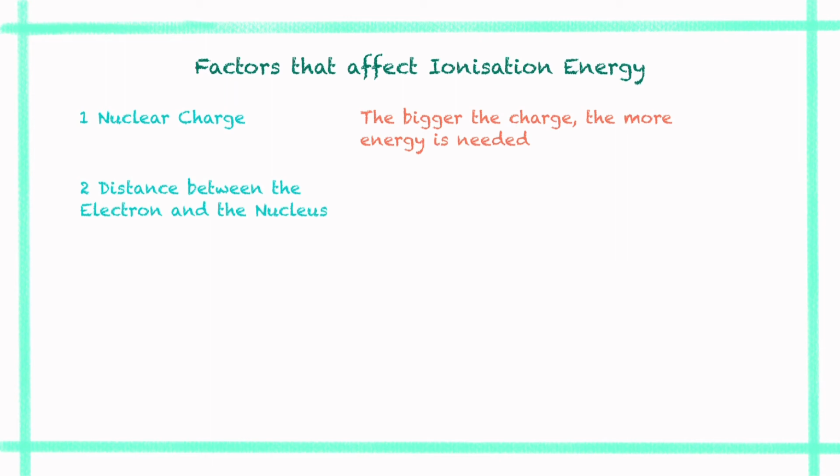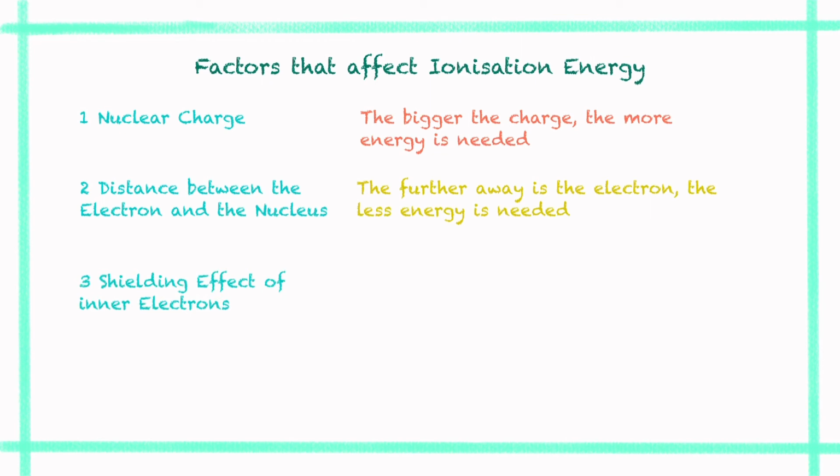Secondly is the distance between the electron and the nucleus. This is because the electromagnetic force between the proton and the electron decreases as the distance increases. With less pull from the proton, it becomes easier to remove the electron. Thirdly is the shielding effect from the inner electrons. The outer electrons are easier to remove because the electrons are repulsive to each other. The outer electrons endure the repulsive force of the inner electrons and consequently become easier to remove.